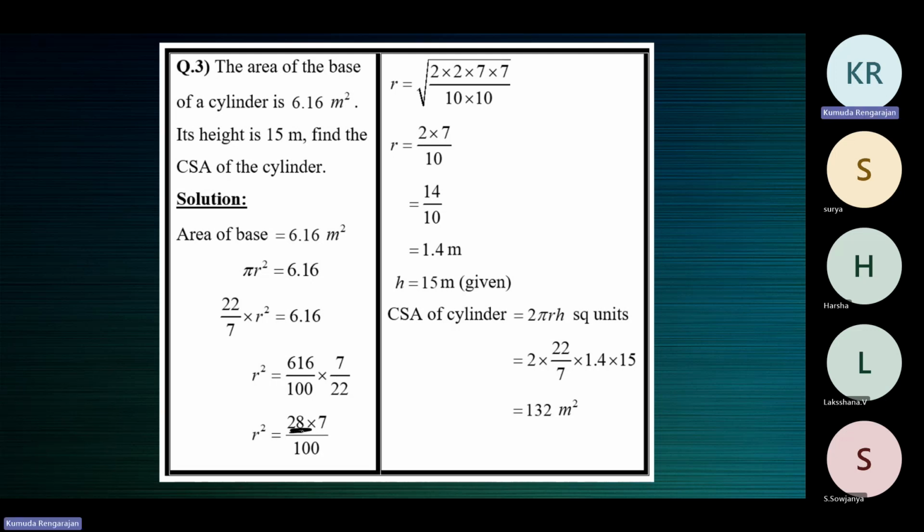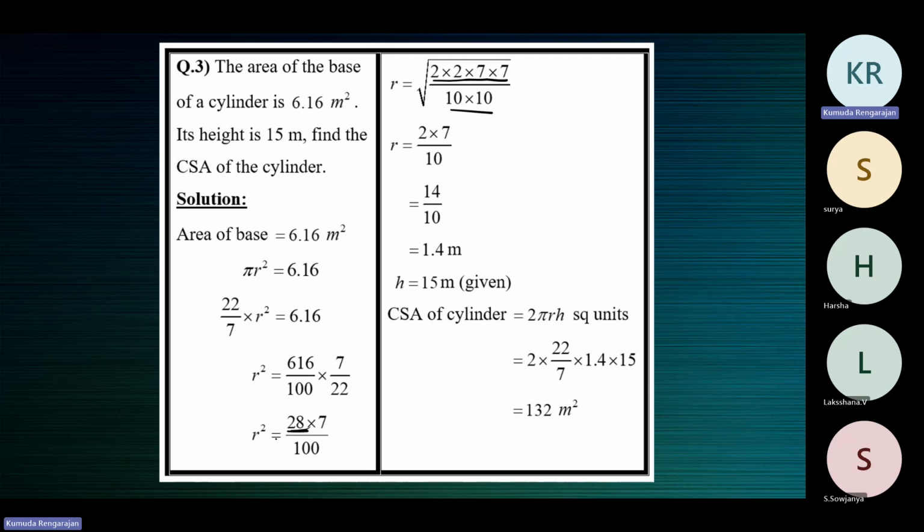So this 28 can be written as, what is 28? 4 sevens are 28. And 4 is 2 into 2. So 28 is 2 into 2 into 7. So you can see here 2 into 2 into 7, and the 7. And 100 is 10 into 10.